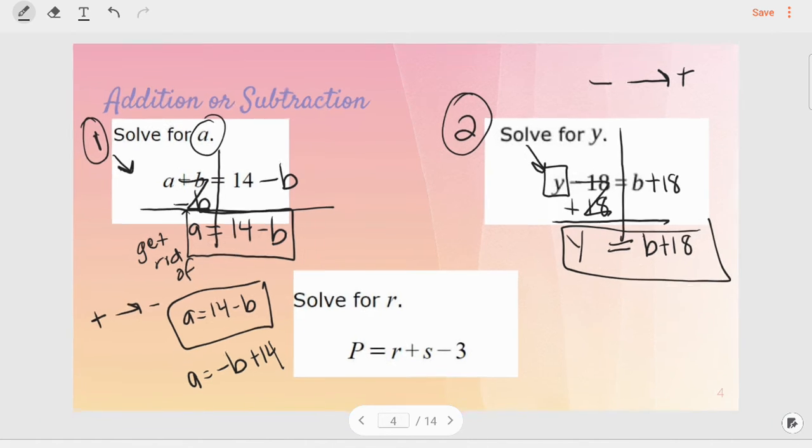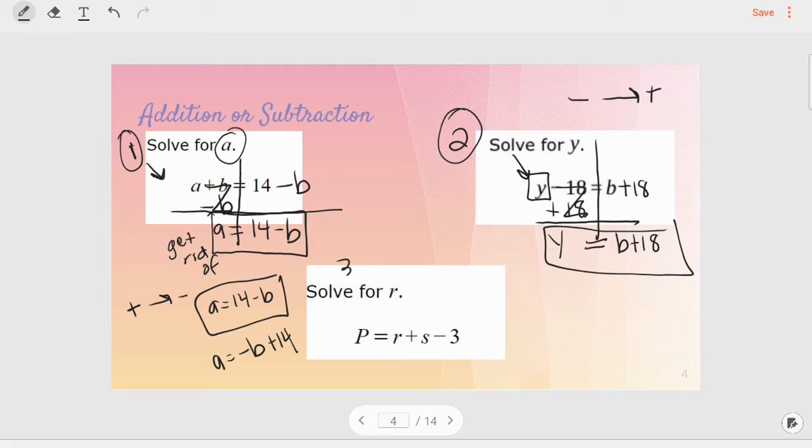All right, last example on this page. Now there's 3 variables on this one: R, P, and S. This says to solve for R. So I'm going to identify my variable, find it. There it is. Draw my line of balance. I notice that P is not on the same side of R, so I can leave it alone. But S and minus 3 are on the same side. So I need to get rid of these.